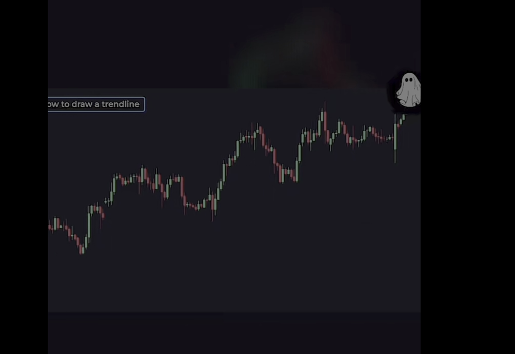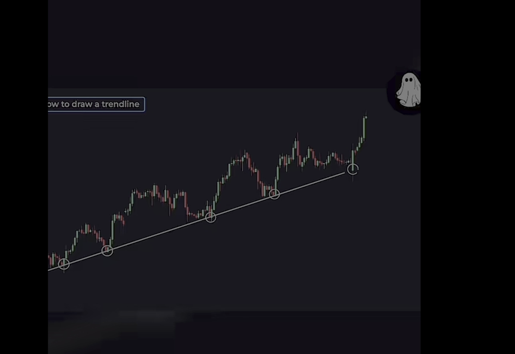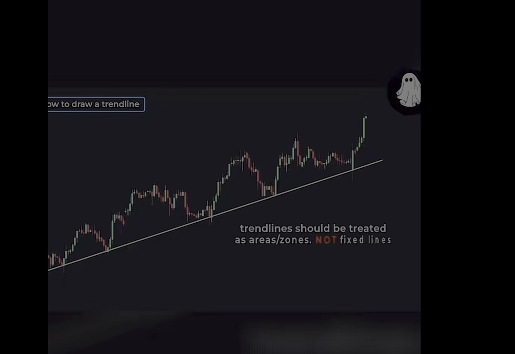For example, looking at this chart, if we draw a trend line by touching the wicks, we get a total of 3 touch points. However, if we draw it touching the candle bodies, we get a total of 5 touch points. So for this specific chart, since the goal is to get as many touch points as possible, we'll draw it touching the bodies.